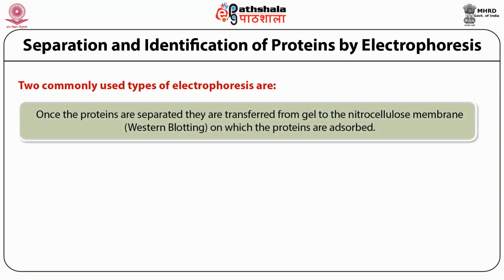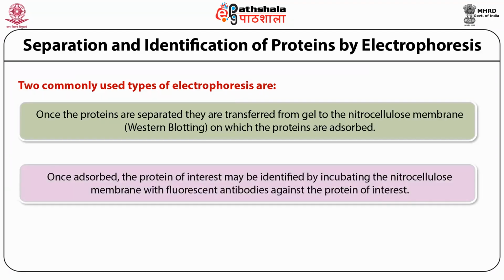Once the proteins are separated through electrophoresis, they are transferred from the gel to the nitrocellulose membrane during the process called Western blotting. During Western blotting, the proteins are adsorbed on the membrane. Once adsorbed, the protein of interest can then be identified. If fluorescent antibodies against the protein of interest are available, the protein can be identified by incubating the nitrocellulose membrane with the fluorescent antibodies.